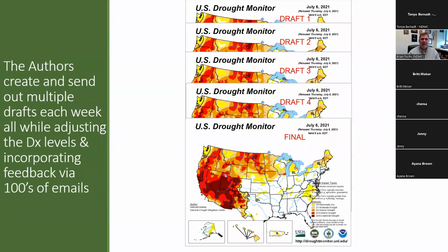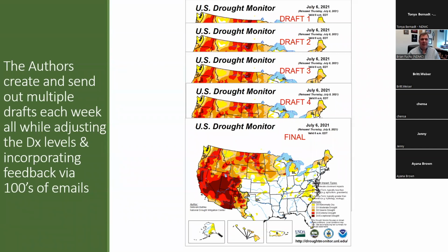So the authors don't just have a single map that we work through and provide at the end of the week. We go through several different drafts, and these are shared through that email list server, and we incorporate the feedback that we get from those drafts. And this is done through hundreds of emails.